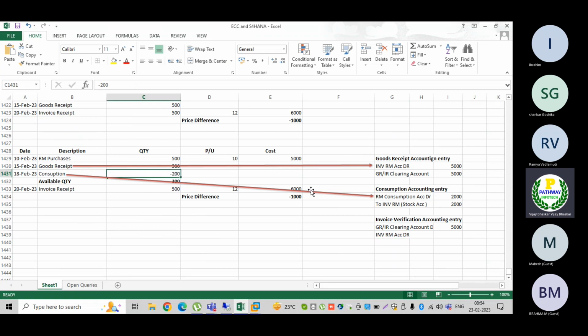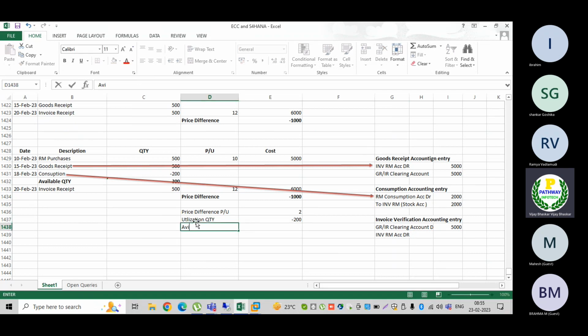Okay, but before going to that, the difference of 1,000 rupees, what is the difference per kg cost? How can I charge it? 1,000 divided by 500, the price difference per unit. The quantity is 500, which we have purchased. Then the price difference is 2 rupees per unit. This is clear. Then what is the utilization quantity? Utilization quantity is 200.